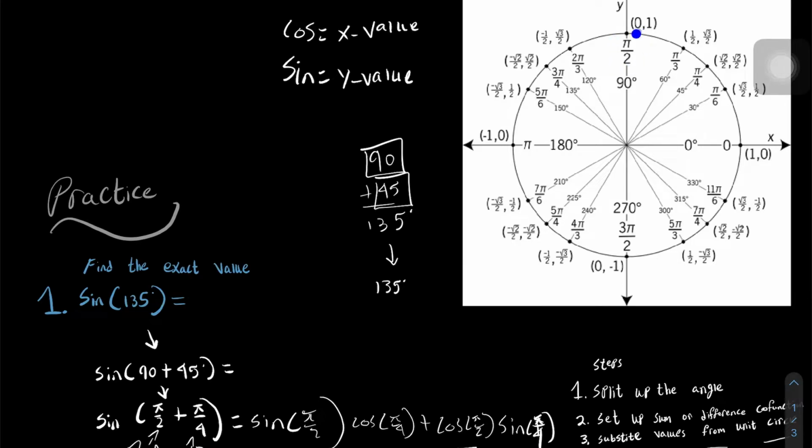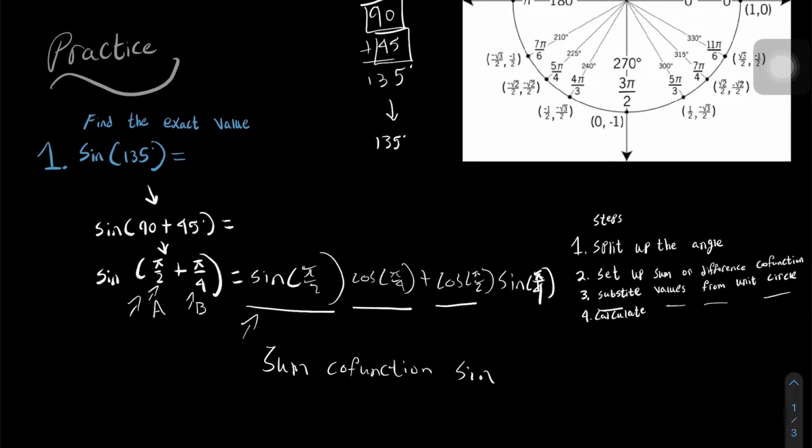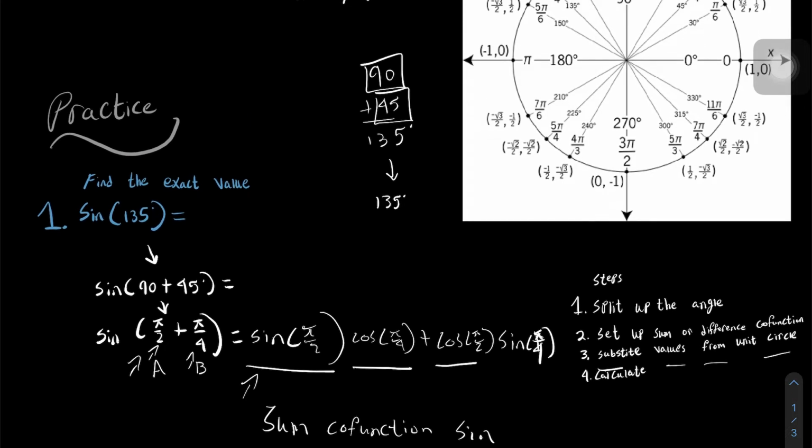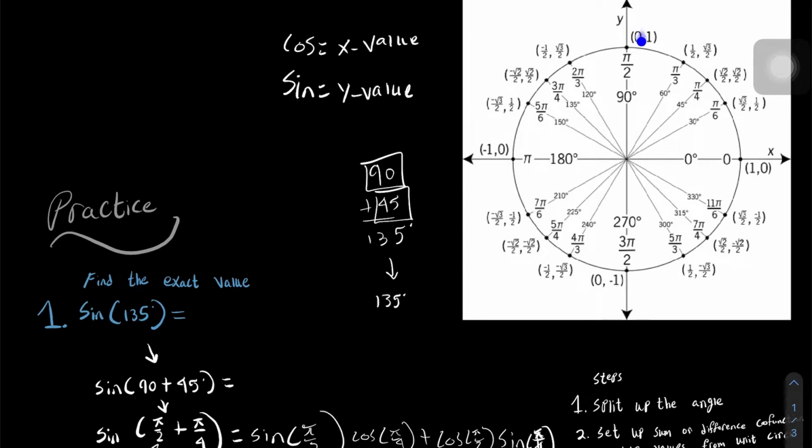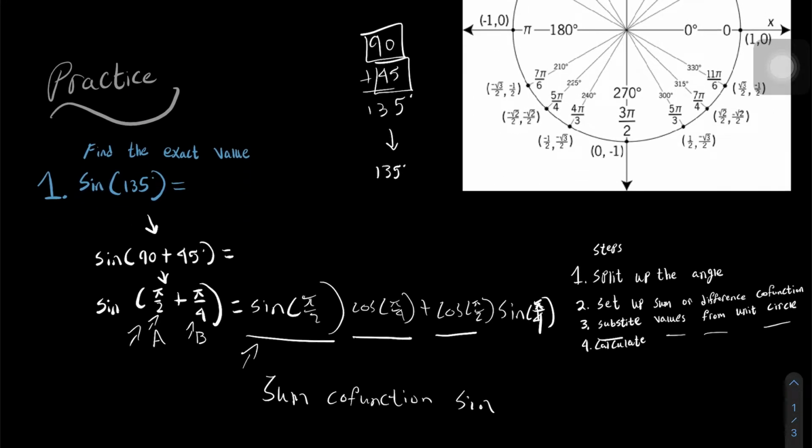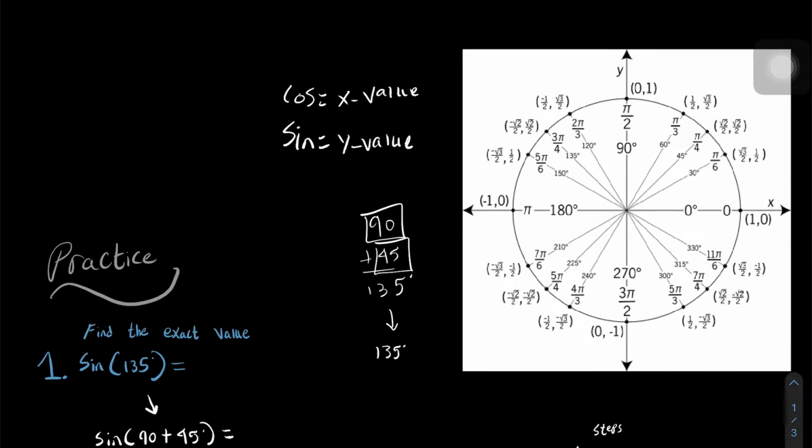So sine, we said, is our y, which is 1. So let's substitute 1. So I'm going to rewrite it. So we have sine of pi over 2 plus pi over 4. I'm just rewriting what we had at top. Now I'm just substituting values from the unit circle. And we said that the sine value at pi over 2 is 1. So we're just going to add that here. So that equals 1. And this is getting multiplied by the cosine value at pi over 4.